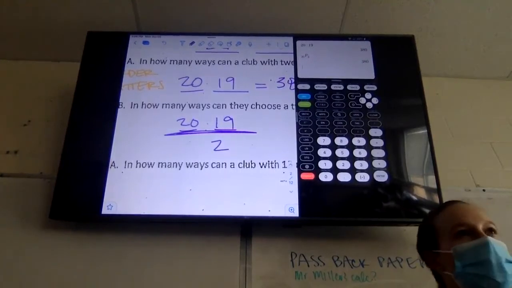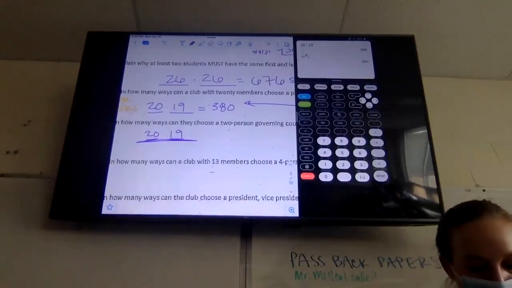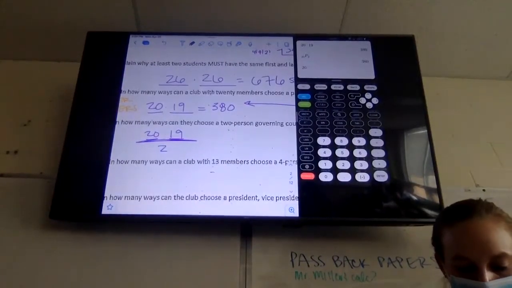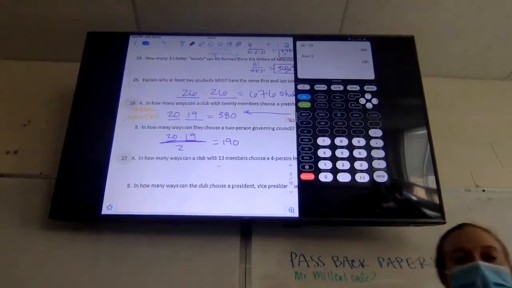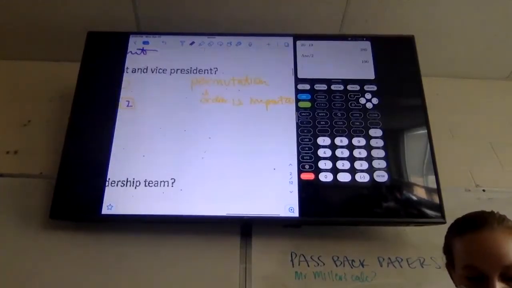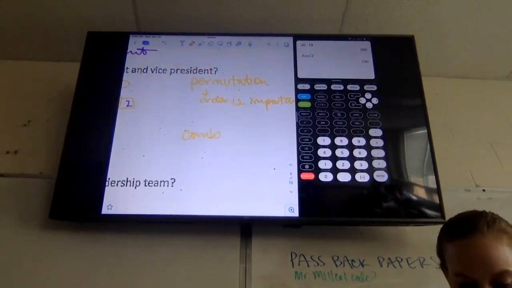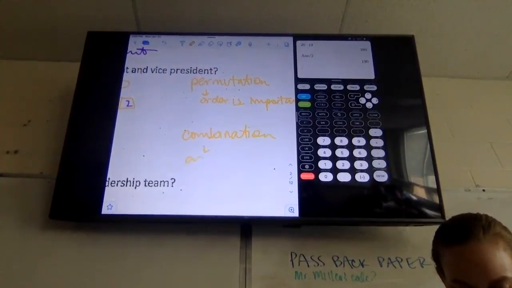Now, I can't promise this works for all of them. I didn't explore this a little bit more, but I'll show you the button, the calculator we're going to use. But if I did 20 times 19 divided by 2, that's 190. This is called a combination. And so instead of permutation, we're doing what we call a combination, where order doesn't matter.